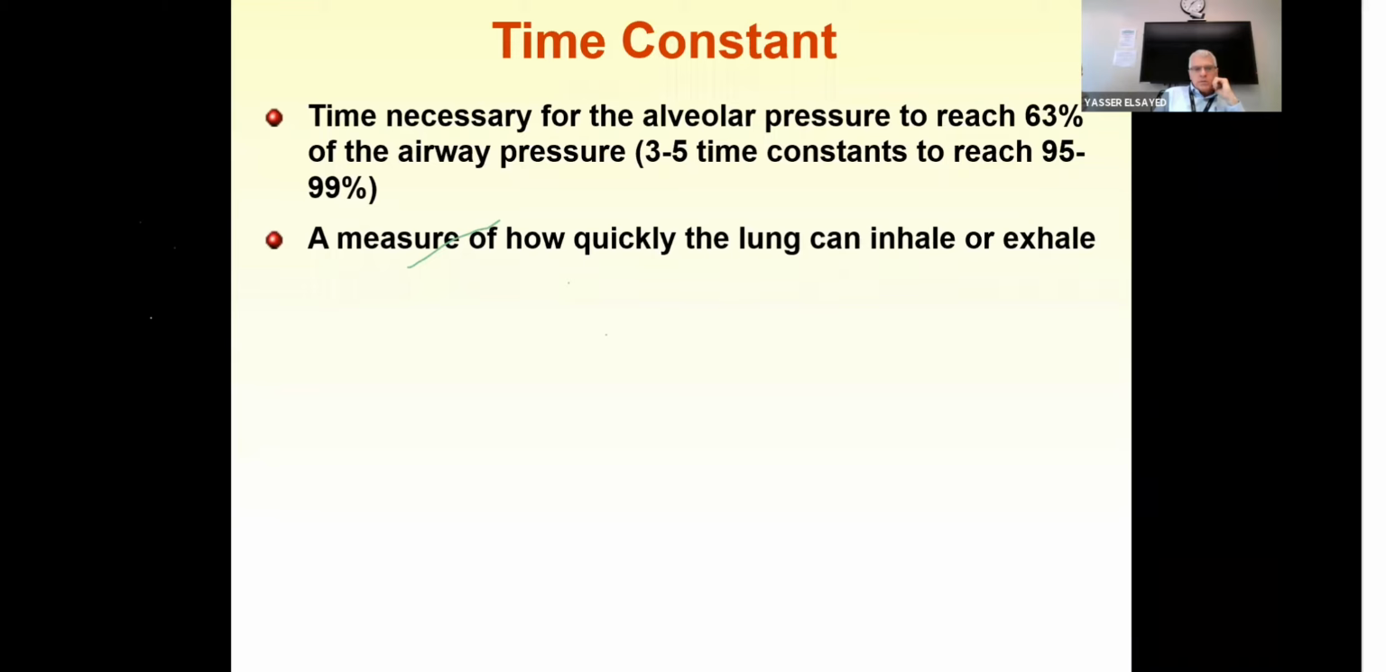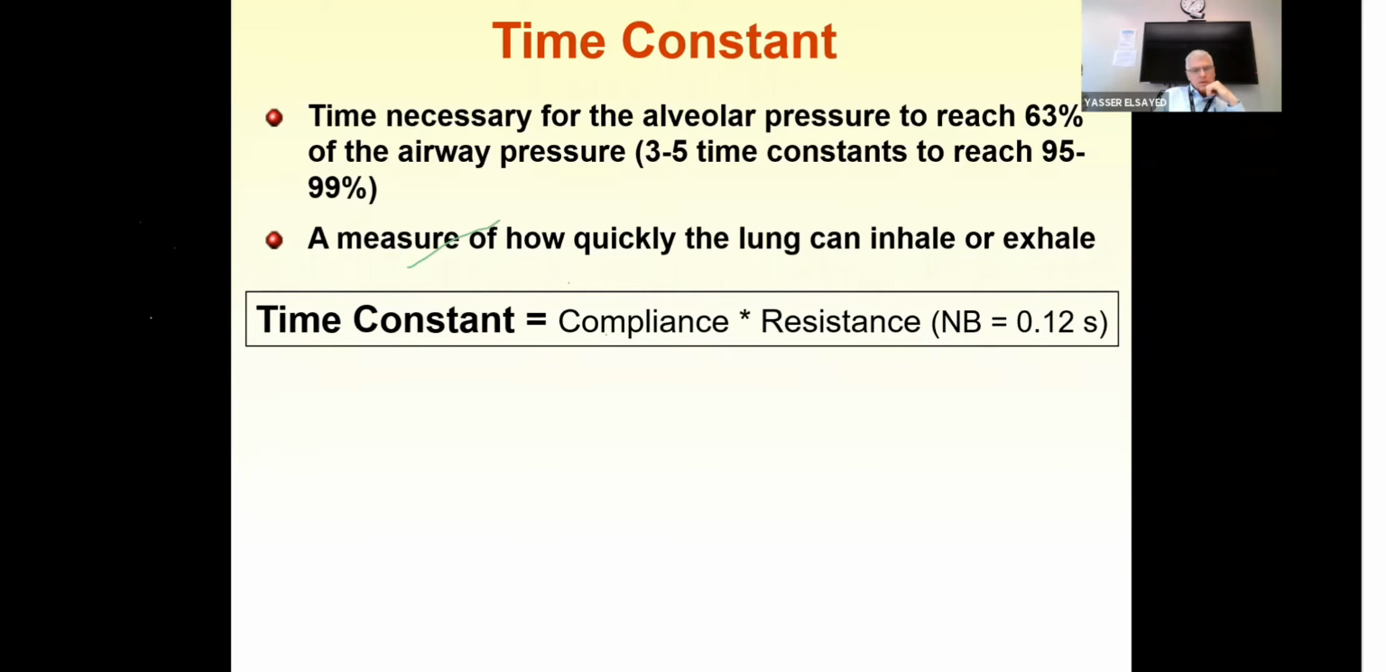Now, to put it in simple terms, the time constant is a measure of how quickly the lungs can inhale or exhale, how quickly the lungs can get rid of that air, or how quickly the lungs can get that air into the alveoli. Okay. Now, the formula for time constant is compliance times resistance. In normal newborn babies, it's about 0.12 seconds. So if you need 3 to 5, basically with 0.3 to 0.4 seconds, in a normal condition, you can fully get air into the alveoli, and you can fully eliminate that air from the alveoli during expiration.